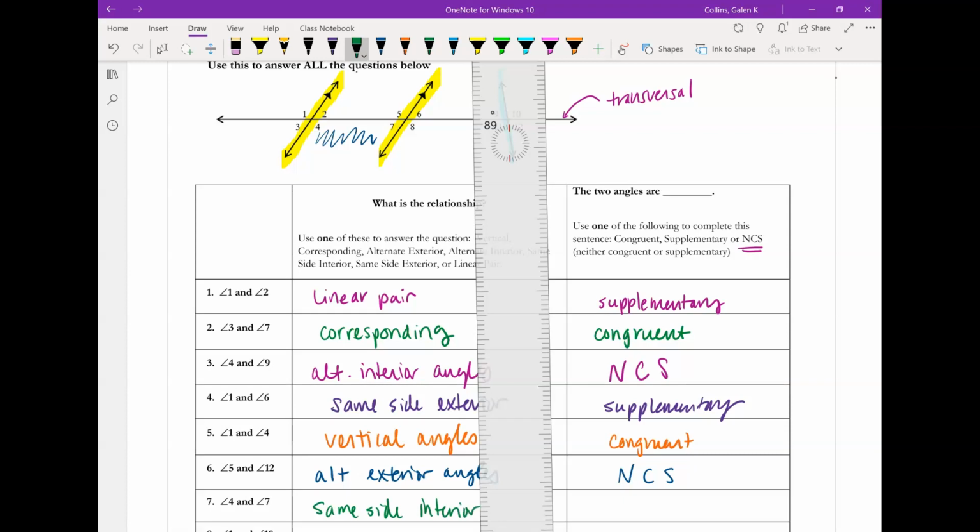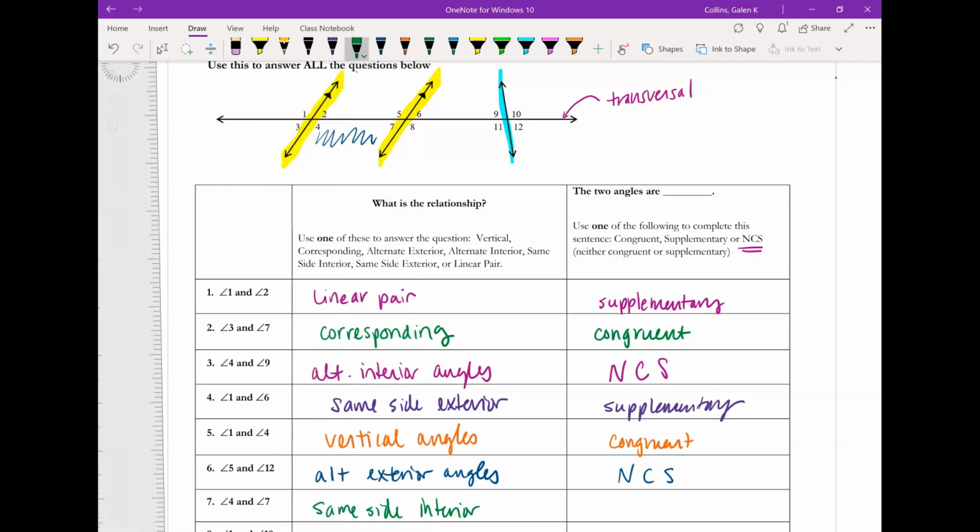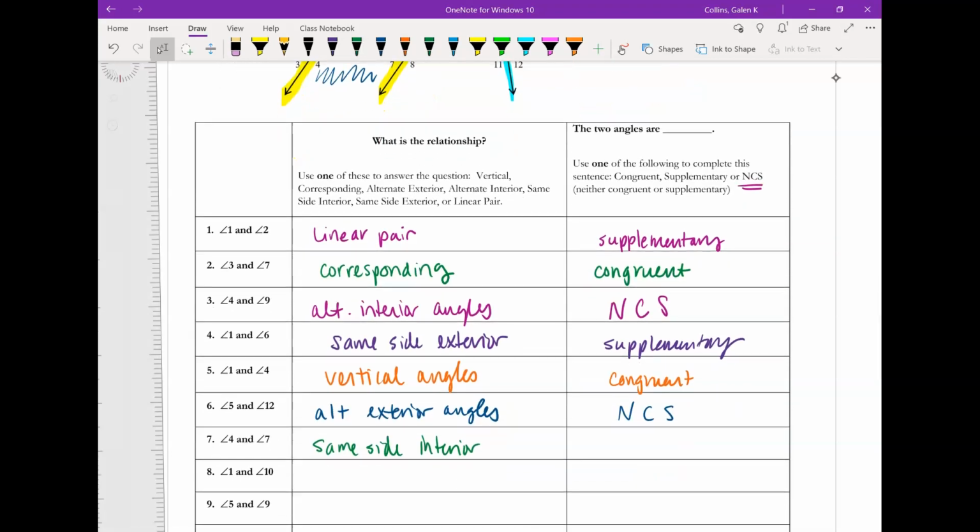Because those lines are parallel, the two yellow lines, same side angles are supplementary. So both the interior and the exterior are supplementary when those lines are parallel.